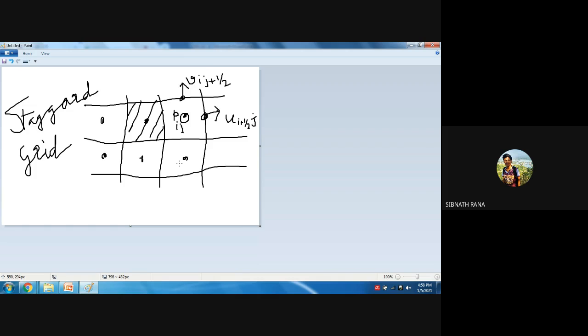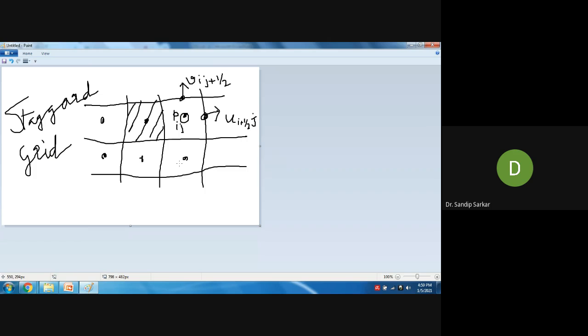Sir, if this orientation is changed, if the pressure is not at the center, will there be any problem in that case also? I do not know. It was introduced such that pressure will be at the cell center and velocity will be at the cell faces. I do not have more, because it was introduced in that way only. That's why it is called staggered grid.